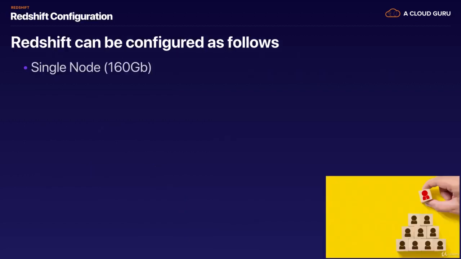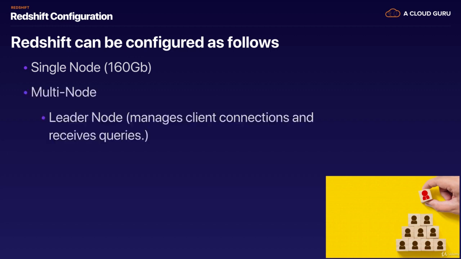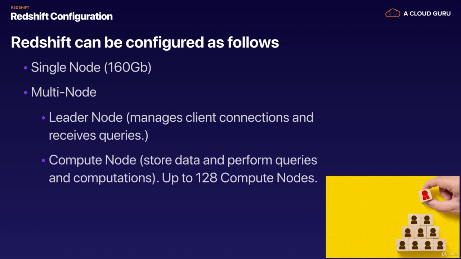Redshift can be configured as follows. You can have a single node, which is 160 gigs in size, or you can have multi-node. A multi-node will consist of a leader node, which manages the client connections and receives queries. Then you have all your compute nodes, which store data and perform queries and computations. You can have up to 128 different compute nodes behind a leader node.